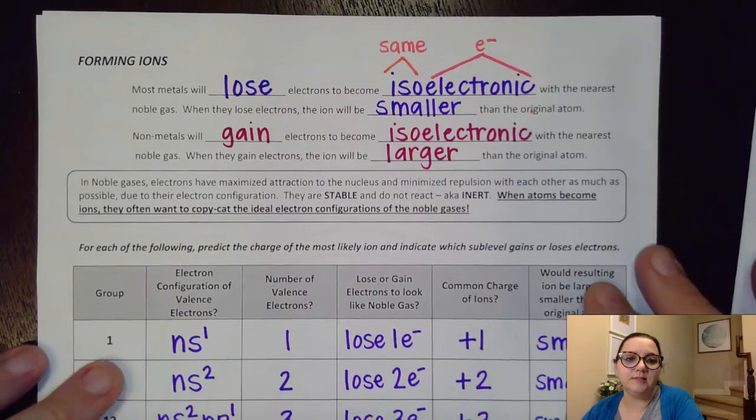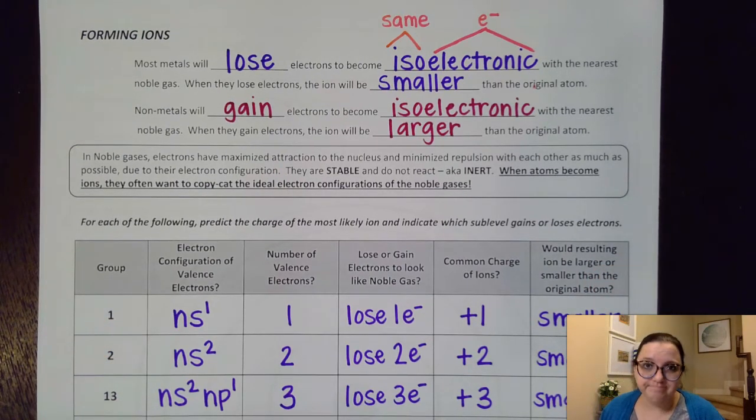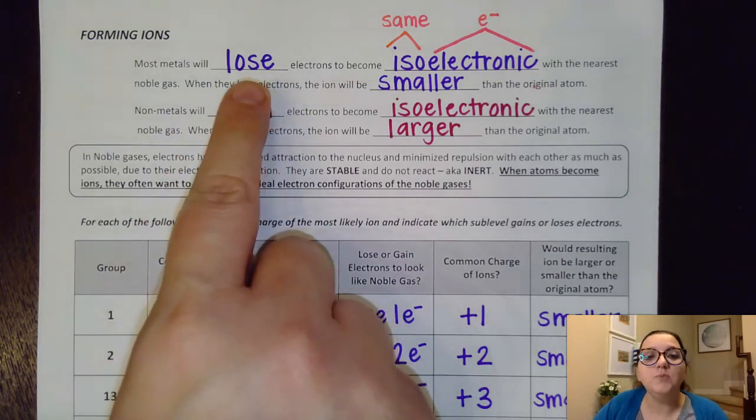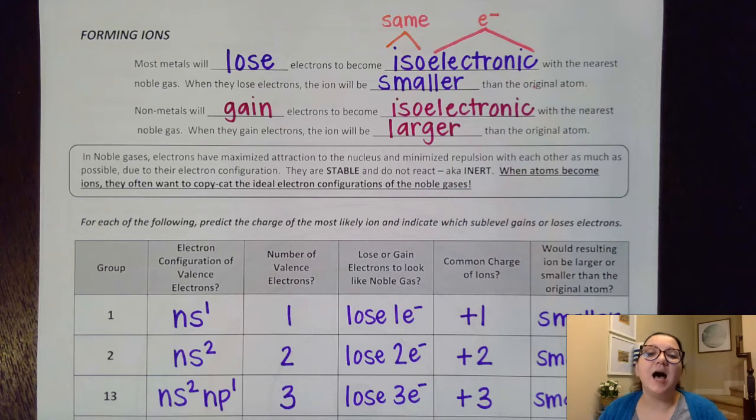about forming ions. If you were having to predict the charge of an ion, for a metal, most of our metals will lose electrons to become what is called isoelectronic with the nearest noble gas. Isoelectronic means it ends up with the same number of electrons. And when they lose those electrons, the ion does end up becoming a little bit smaller than whatever you started out with. There's a couple reasons for that. First off, a lot of times you end up losing the valence energy level, but also you end up reducing repulsions from the number of electrons. And so that can help to suck in that electron cloud.